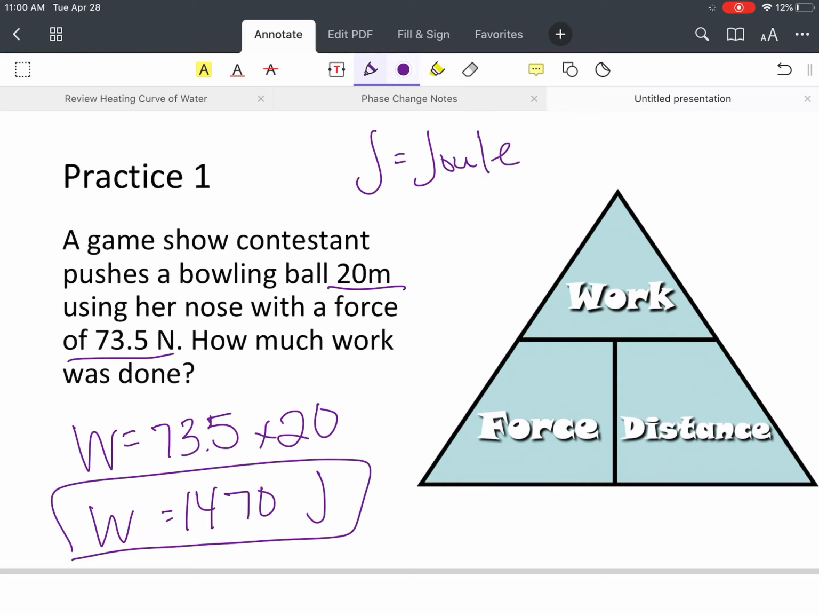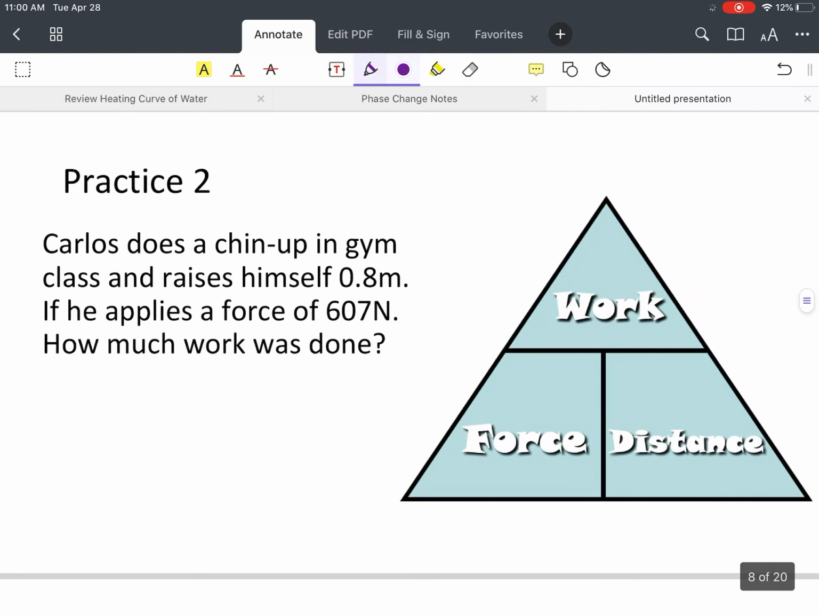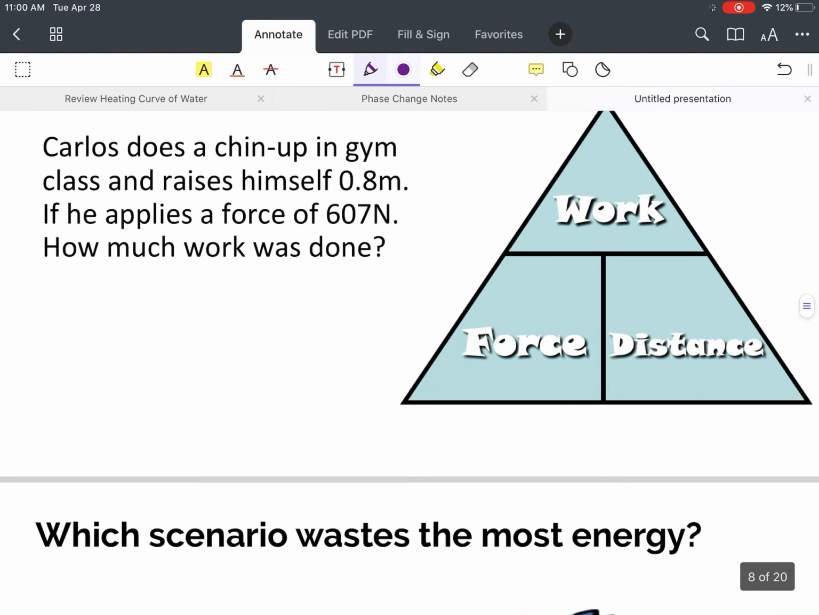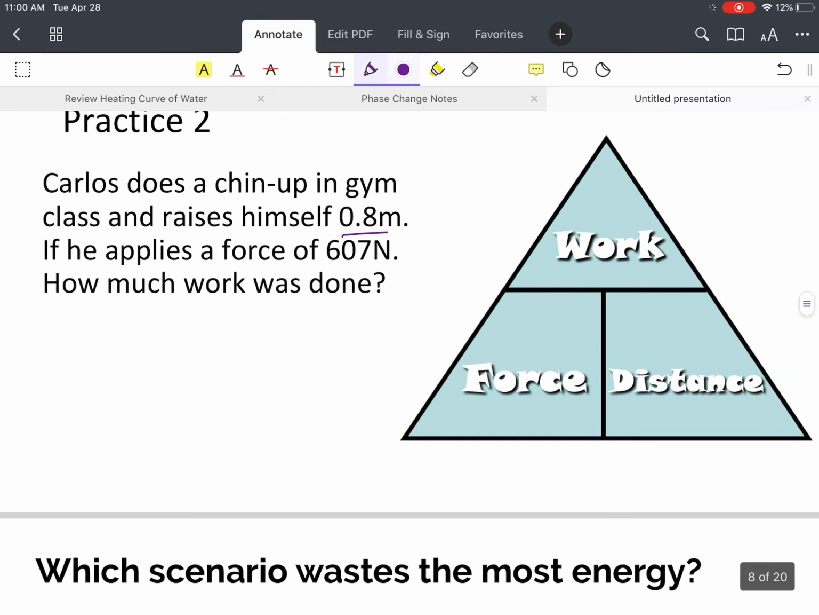All right. So you should be able to solve number 2. It's the same exact thing. You have a distance and you have an amount of force.